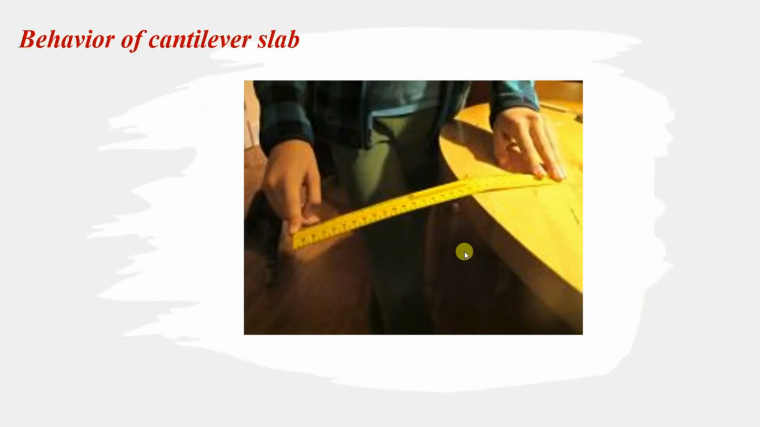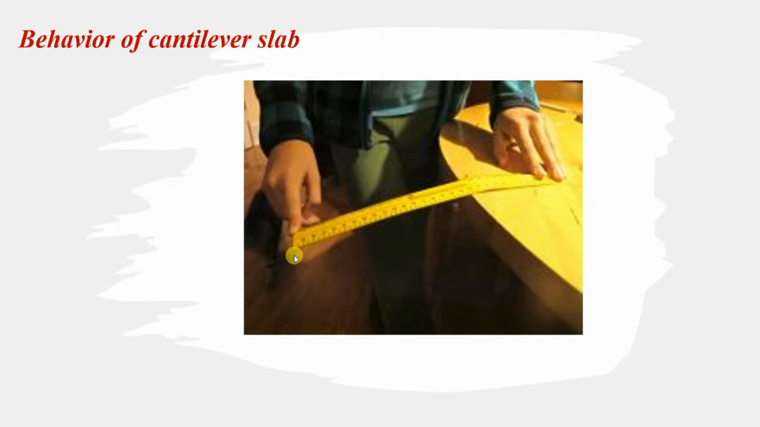For example, consider a ruler like this. Keep it on the table and hold it tightly. When you hold it tightly, one end will become a fixed support or any support will be there at one end and the other end will become free. When you apply load as he is doing like this, see how the bending happens in this ruler. The same way a cantilever slab also behaves under the action of load. The support is at one end, the other end is free, so it will bend like this.